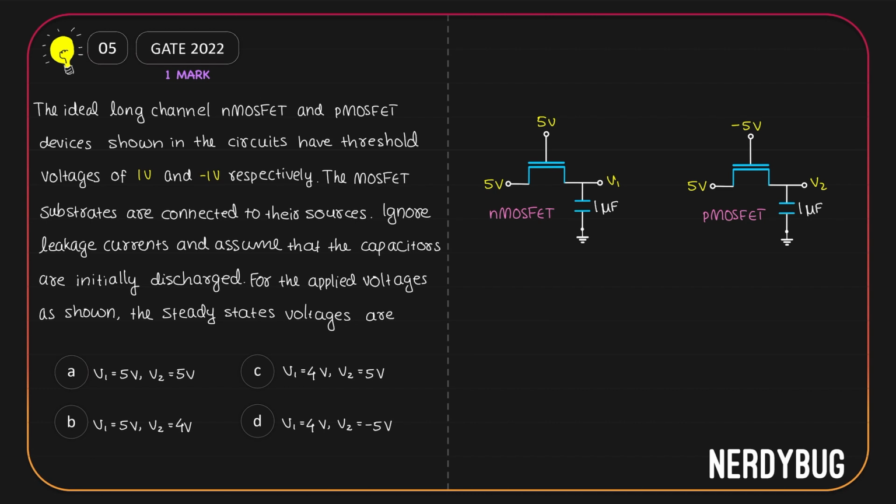That means, if you take the nMOSFET, 5 volt is given over here, 5 volt is given over here, we have to find the steady state voltage V1. For the pMOSFET, minus 5 volt is given here, 5 volt is given here, we have to find the steady state value of V2.